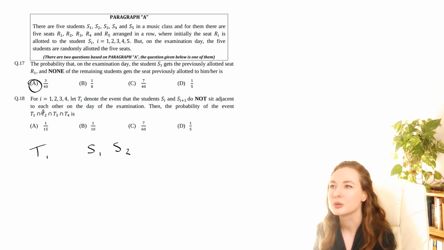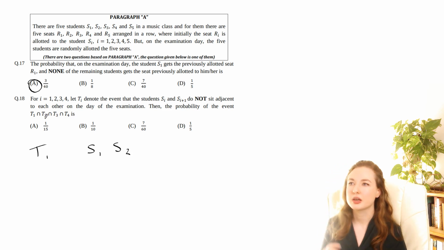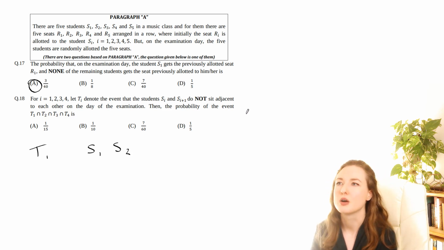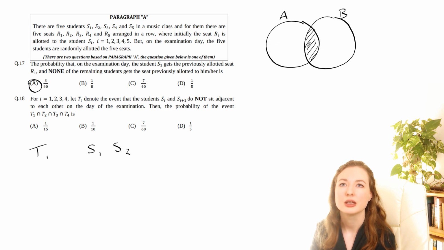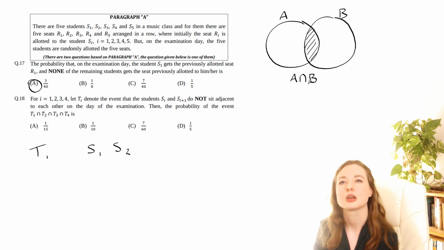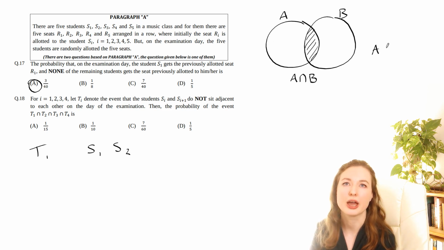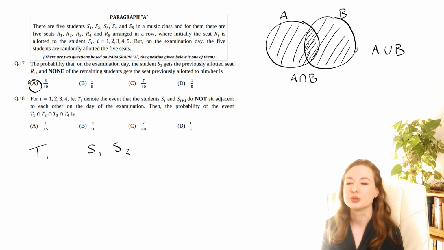Now, this little symbol here is set intersection. So you've probably seen Venn diagrams before where you've got set A and set B, and then this bit in the middle is the intersection of the two sets. So you would express that as A intersection B. And that's as opposed to A union B, which means the whole thing, the combination of the two sets.